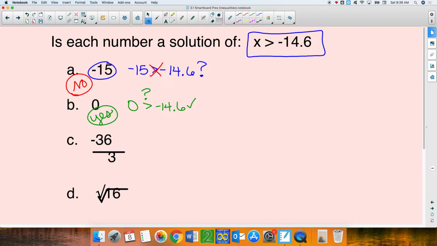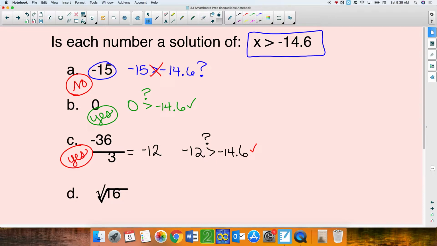Okay, negative 36 over 3. We can simplify this number to negative 12. So the question is: is negative 12 greater than negative 14.6? Well, yes, negative 12 sits closer to 0 than negative 14.6 does on a number line. So negative 36 over 3 would be a solution.